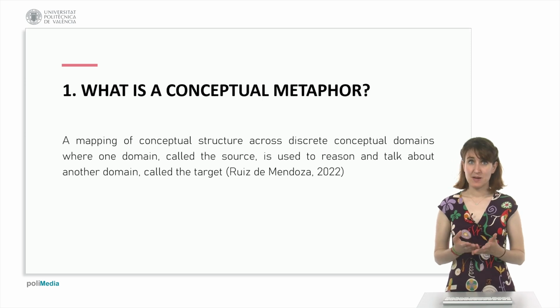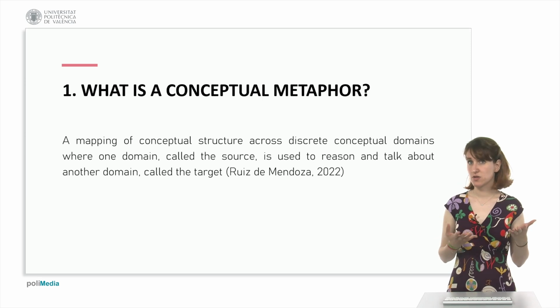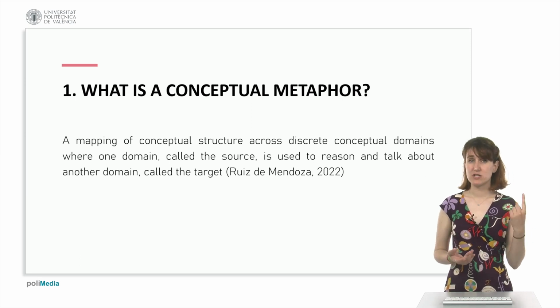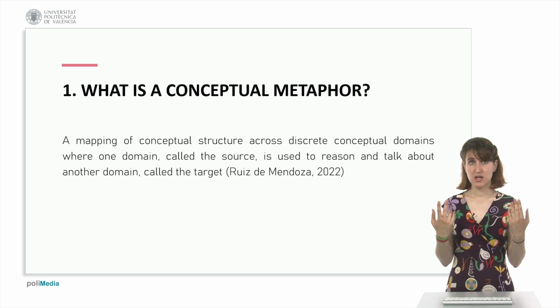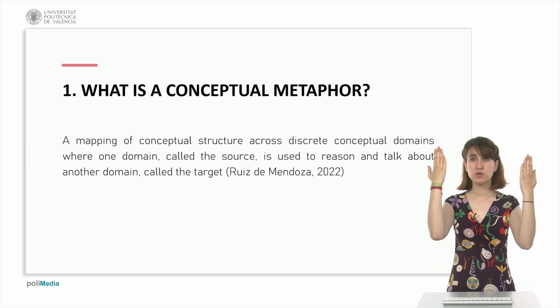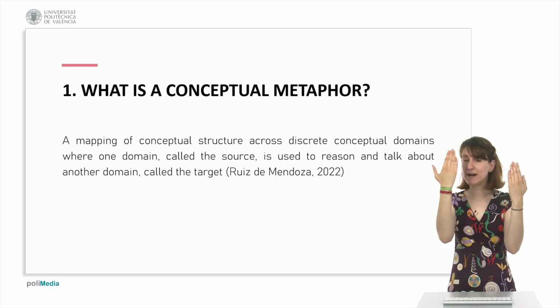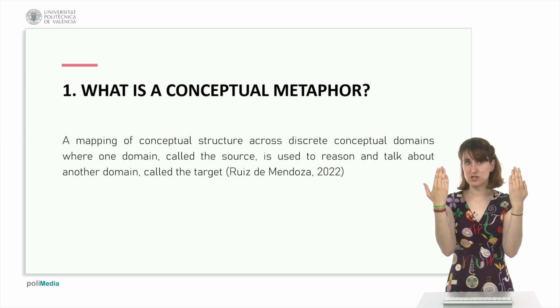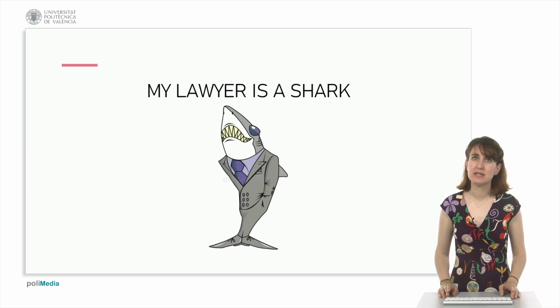Well, we define conceptual metaphor as a mapping of conceptual structure across discrete conceptual domains, where one domain, called the source, is used to reason and talk about another domain, the target domain. In other words, in our brain, what we have is two domains. In the source domain, we have the thing that is used to talk about the target, which is basically the thing we refer to. Let's illustrate this with an example.